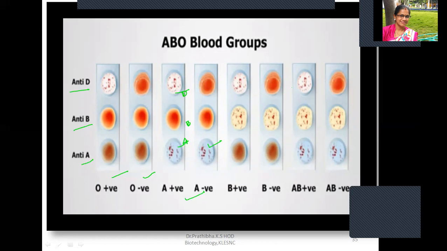Okay, when you take the blood grouping, we have four blood groups, but when you consider the RH factor, we have a total of 8 blood groups. Other than this, we even have the Bombay blood group. Any other day we'll discuss that one.